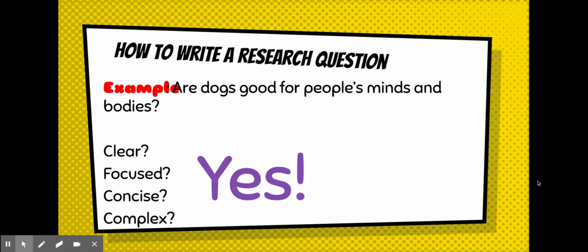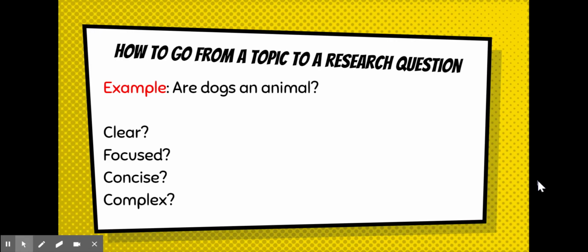Oh, here it is. Are dogs good for people's minds and bodies? Yes. It is clear, focused, concise, and complex. Next one, are dogs an animal? You can tell I picked a bad example here. Is that clear? Yeah, I can tell what the question means. I understand. Is it focused? Yeah, I guess we're focusing on are dogs an animal? Is it concise? Well, I did it in only 4 words, but here's the kicker. Is it complex? No. That would be a 10-second video, if that, 4 seconds.